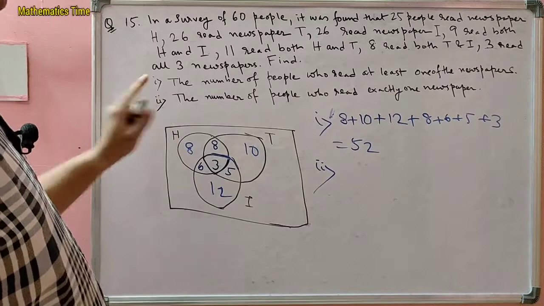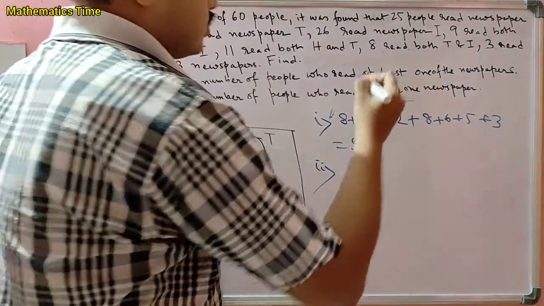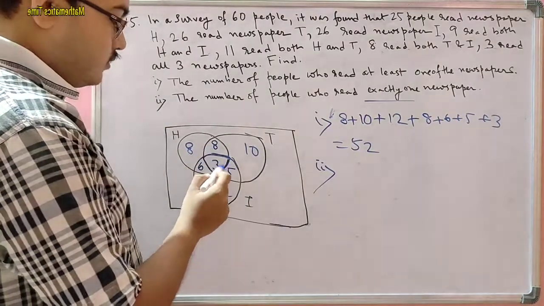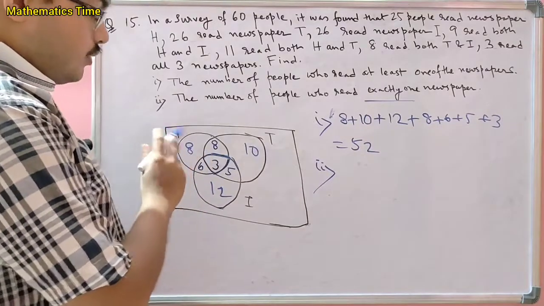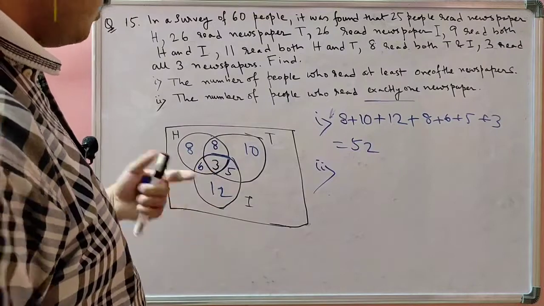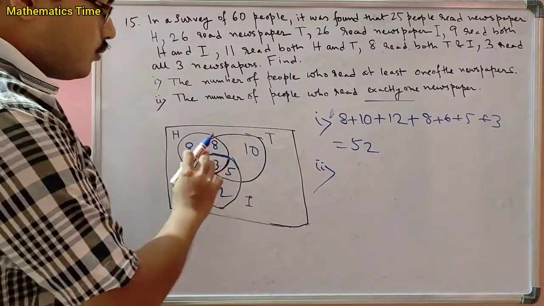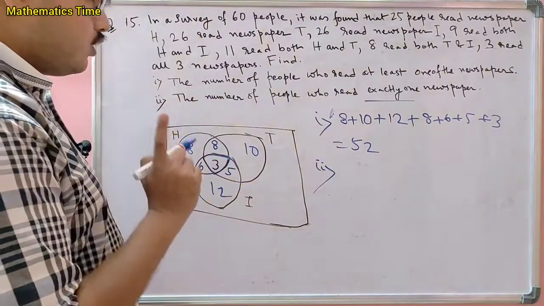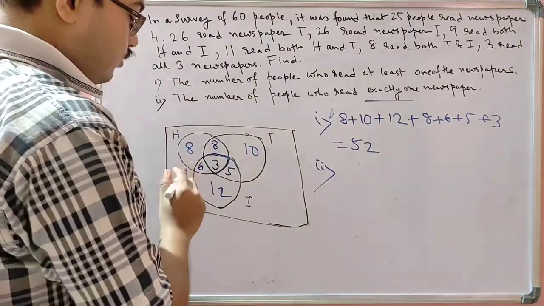Number 2 is the number of people who read exactly one newspaper. Here it says exactly, exactly one newspaper. So 8, 6, 5 are the numbers for the common people. They are in intersections, that is, people reading multiple newspapers, at least 2, and 3 is all 3 newspapers. The 3 people read all 3 newspapers. So we don't have to include them. We just have to include those who read only one newspaper, exactly one newspaper.